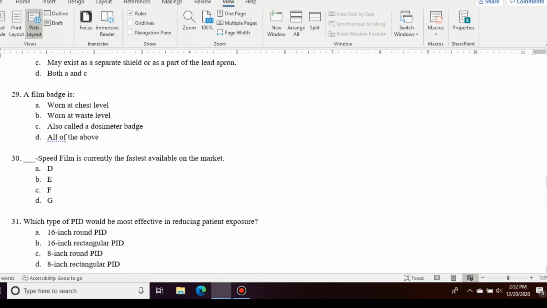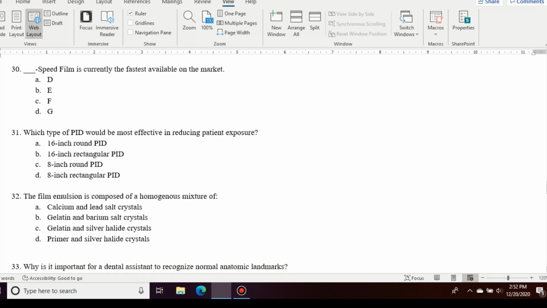Number 30, blank speed film is currently the fastest available on the market. A, D, B, E, C, F, or D, G. And the correct answer is D, F. F is for fast.